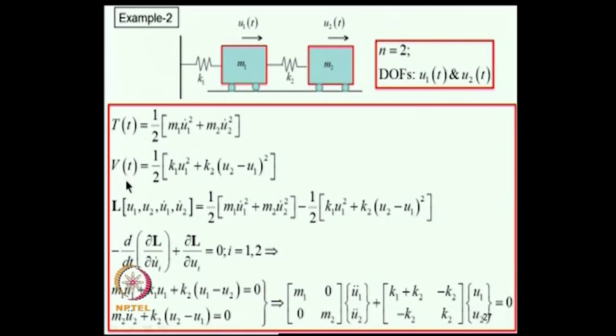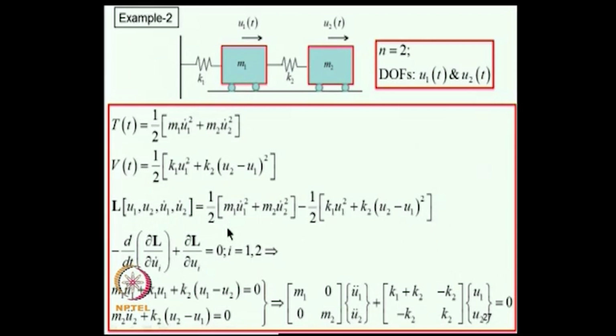Similarly, what is the potential energy? The potential energy in this spring plus the potential energy in this spring. Potential energy in this spring is half k1 u1 square. In this spring it is half k2 (u2 minus u1) whole square. So, this is V of t. So, the Lagrangian, which is a function of u1, u2, u1 dot and u2 dot, is now given by this.